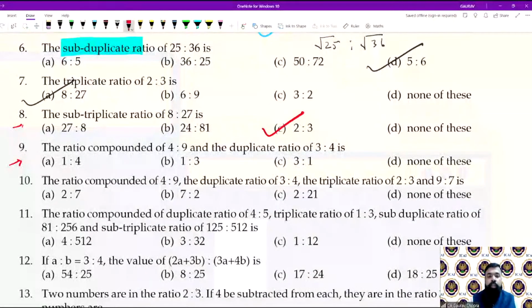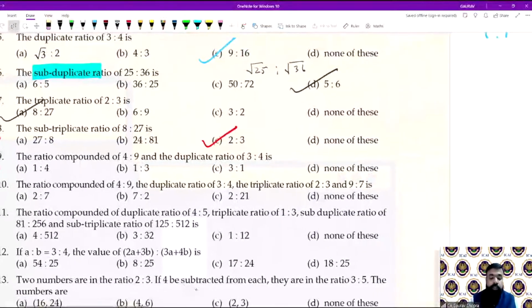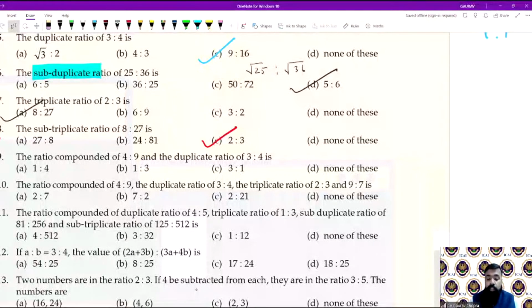The ratio compounded of 4:9 and the duplicate ratio of 3:4 is. So we have to find the compound ratio. Now this time there are two quantities. The first quantity is 4:9, but the second quantity is not 3:4. The second will be the duplicate ratio of 3:4.